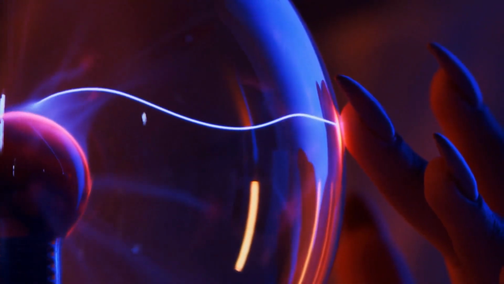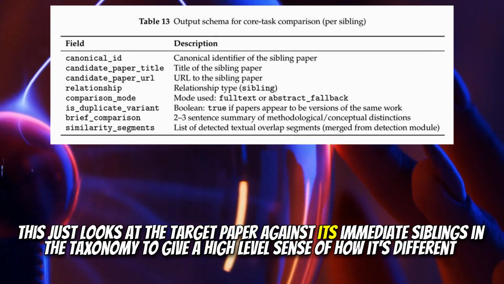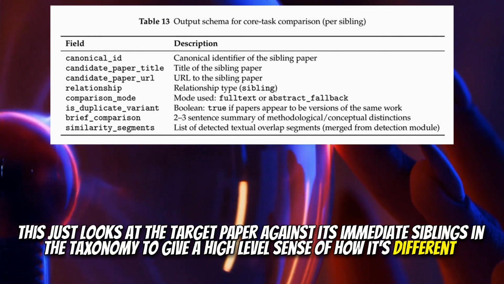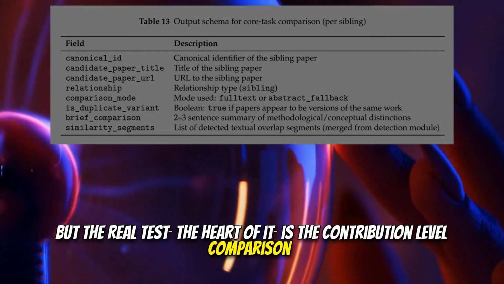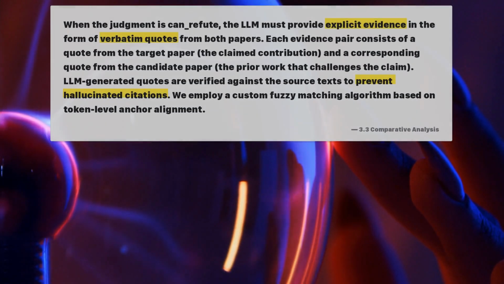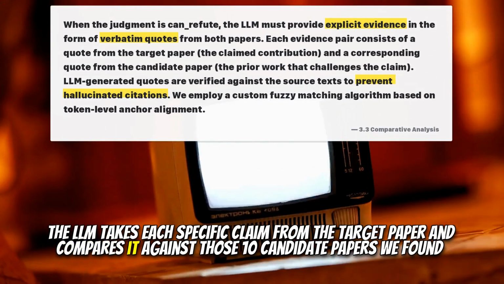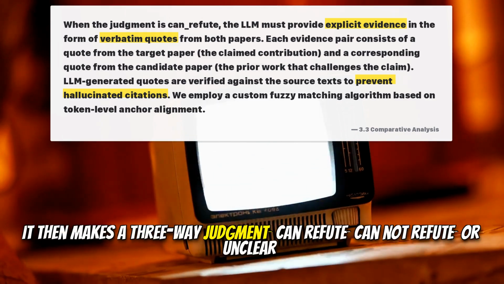Yep. First is the core task comparison. This just looks at the target paper against its immediate siblings in the taxonomy to give a high-level sense of how it's different. But the real test, the heart of it, is the contribution level comparison. This is where it gets really granular. The LLM takes each specific claim from the target paper and compares it against those 10 candidate papers we found. It then makes a 3-way judgment. Which is? Can refute, can not refute, or unclear.